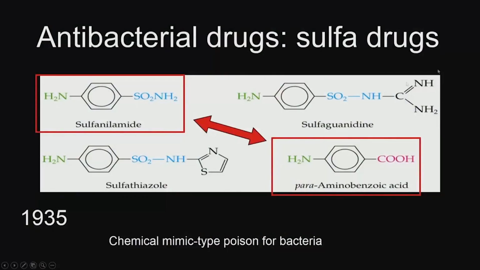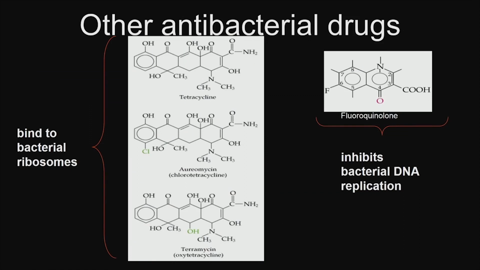So these are sulfa drugs which are generally not used nowadays. Maybe for some of the skin infections it is still being used in ointments. Then other antibacterial drugs, you can see tetracycline, you must have heard all these names, aureomycin, again terramycin, fluoroquinolones. So these drugs bind to the bacterial ribosomes, whereas fluoroquinolones bind to the DNA replication machinery. So the DNA does not get replicated. Okay, so you can see different types of mode of action of antibiotics, antibacterial drugs.